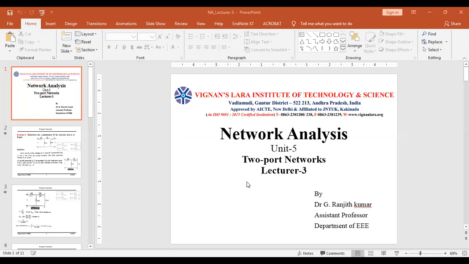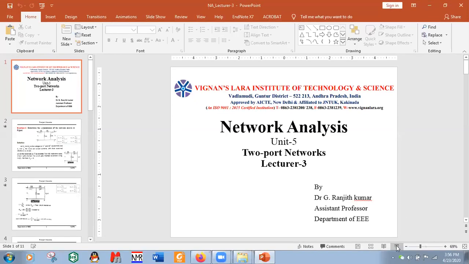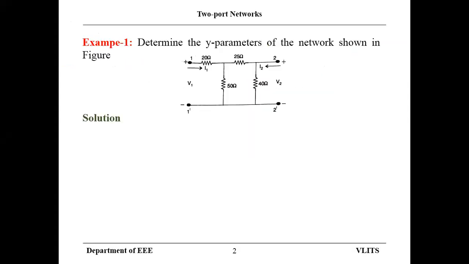So in the third lecture, we are going to discuss some problems. This is the first example. In this problem, they have given a two port network, because this network has two ports. The first port is represented by 1 1 dash, and the second port is represented by 2 2 dash. So this is a two port network.